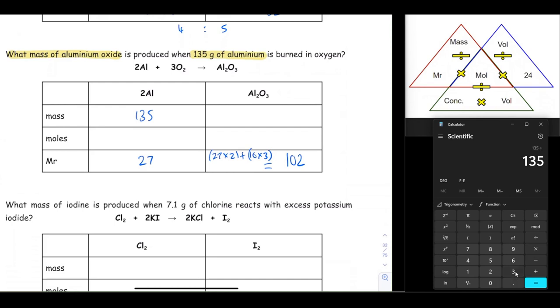135 divided by 27 gives me my moles of aluminium, 5. Now I've got a 2 to 1 ratio, so I've got half the amount of aluminium oxide, so I divide by 2, that gives me 2.5. I times that by 102, and that gives me 255 grams of aluminium oxide when I burn 135 grams of aluminium.